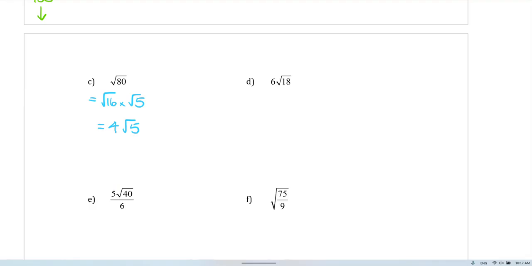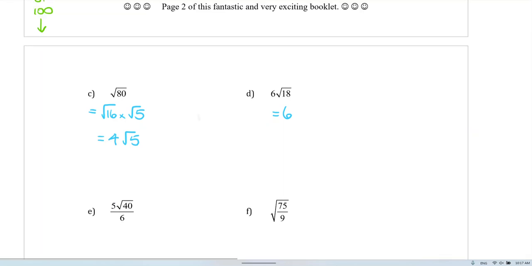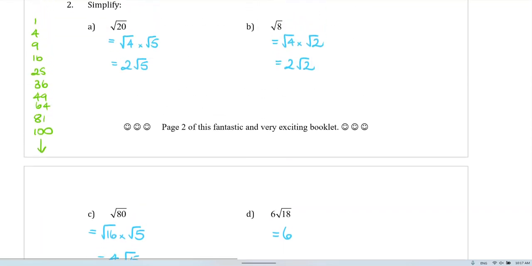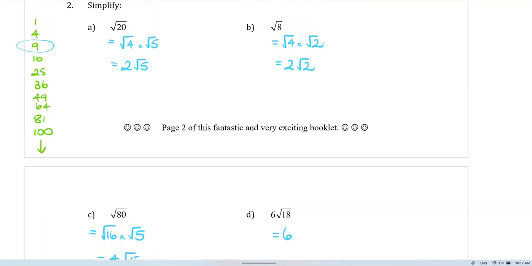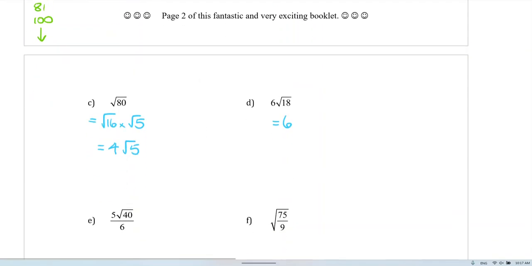Part D. Don't worry about the 6 out the front. We want to simplify the square root of 18. So looking at our numbers, we can use the number 9 because 9 times 2 makes 18. So we put square root of 9 times square root of 2. The square root of 9 is equal to 3, but because I already have another number there, I want to times the 6 with the 3, and then the root 2 will be sitting on the end.